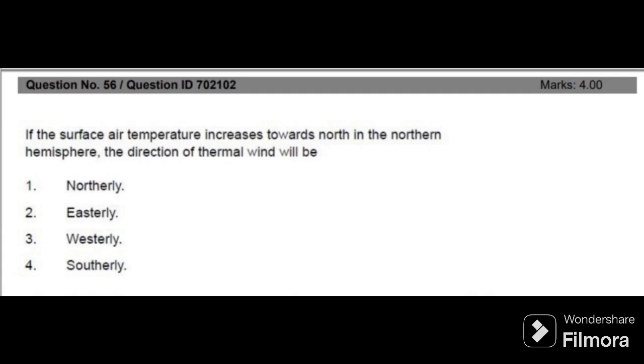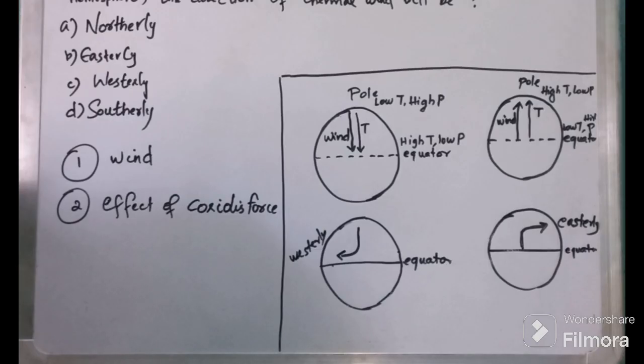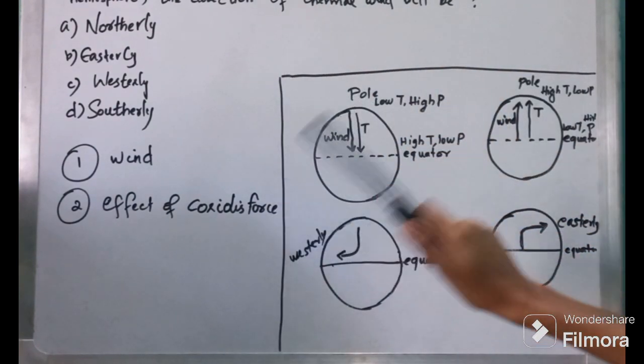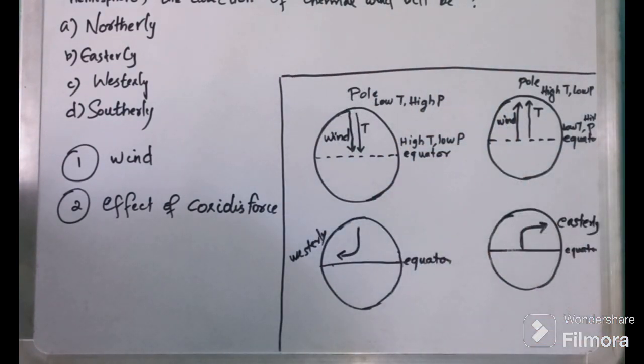The question is, if the surface air temperature increases towards north in the northern hemisphere, the direction of thermal wind will be. To solve this question, you need two concepts. One is wind, and another one is the effect of Coriolis force. So, the moving air is known as wind, and wind always moves from high pressure to low pressure.